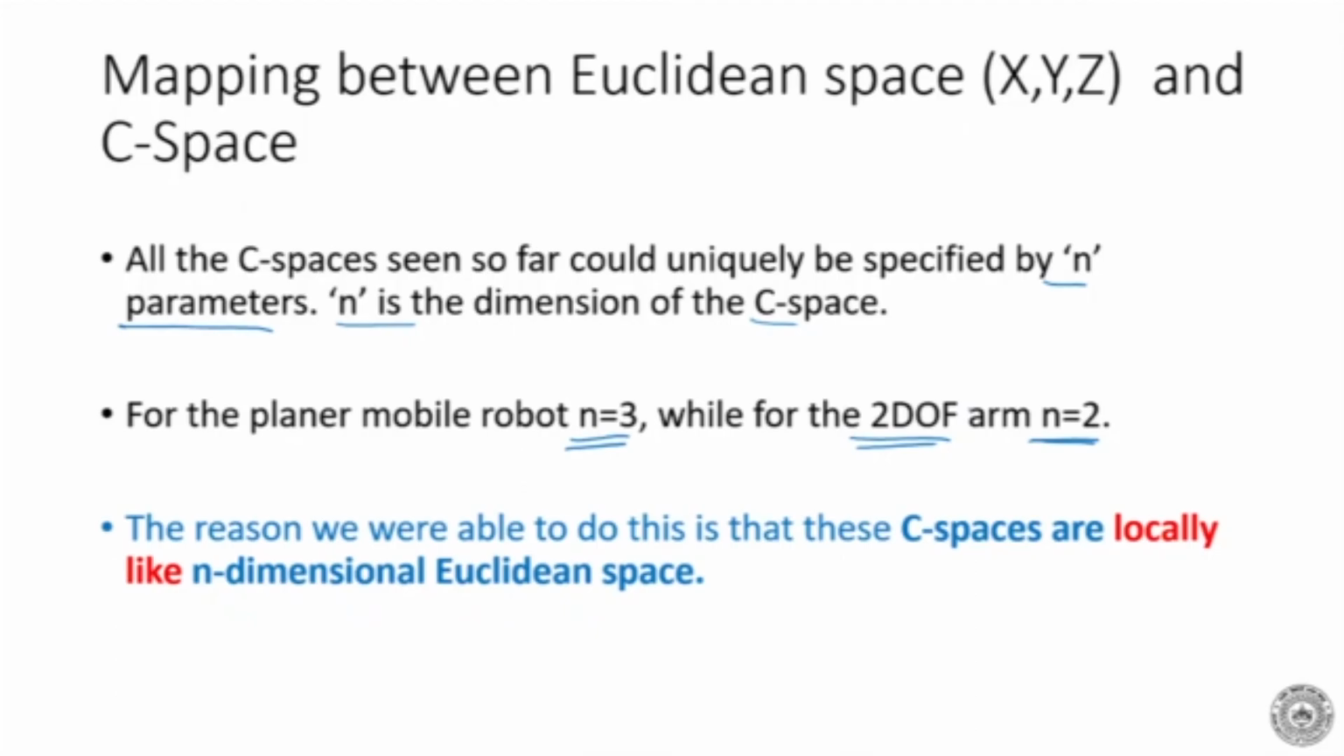Now, to be able to go from Cartesian space to C space, and then to come back to the Cartesian space again, we need to have a mapping which has the inverse, and that is also smooth. Right. Now let's see a little bit further into this mapping business.